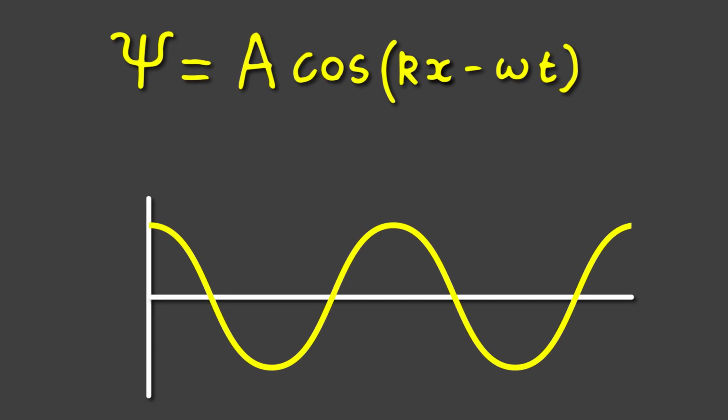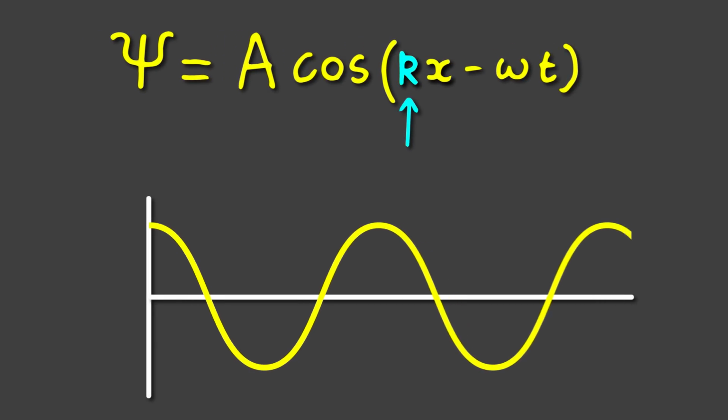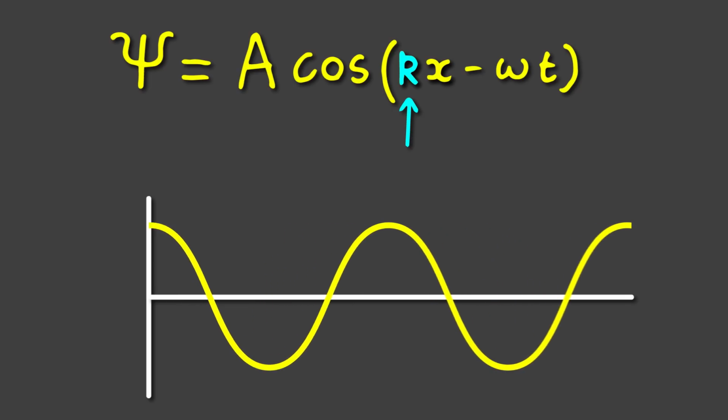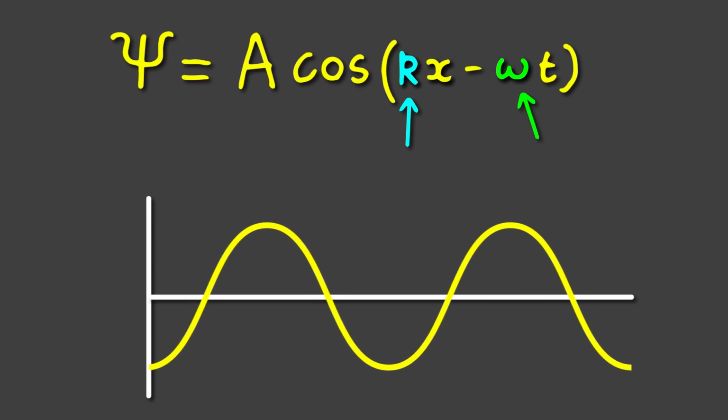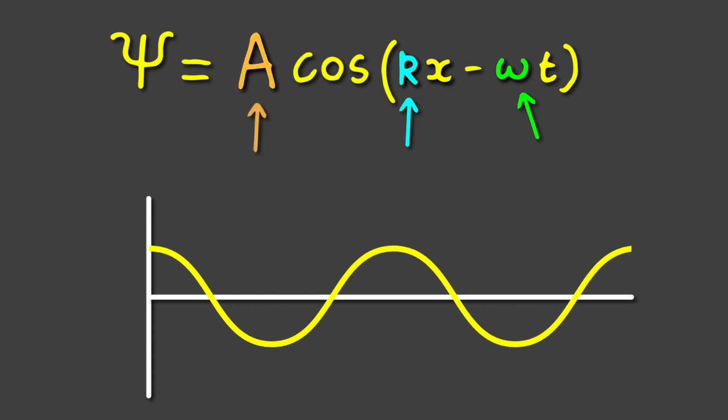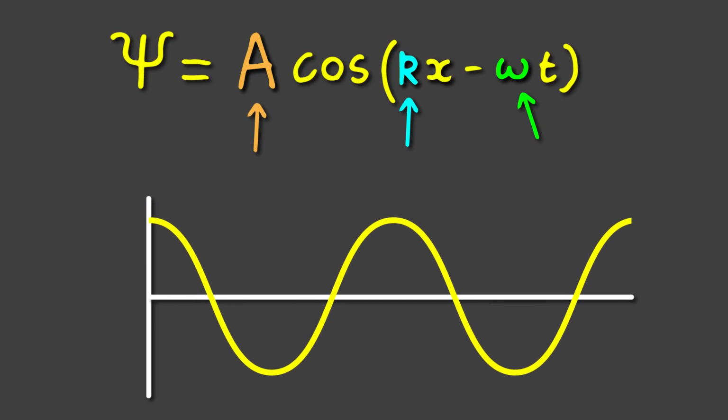This is simply a cosine wave. Note that the k is a variable controlling the size of the wavelength, the omega controls the oscillation frequency, and the prefactor a controls the amplitude. So different parameters will make different waves.